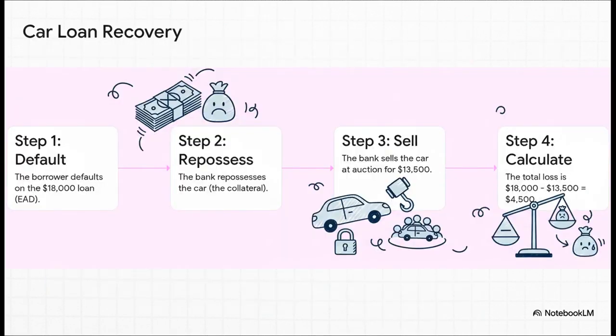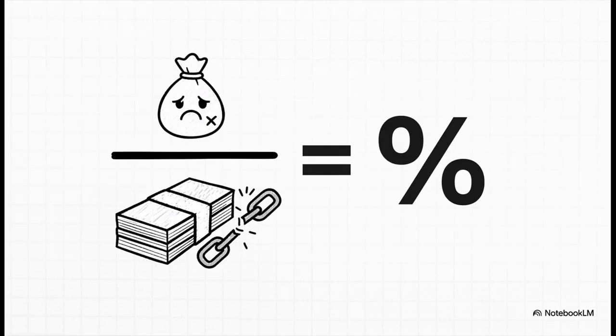Let's go back to our car loan. The bank can't get the $18,000 in cash anymore, but they can get the car. So they repossess it, they take it to an auction, and they manage to sell it for $13,500. So the actual final loss isn't $18,000 at all. It's $4,500. Now, to turn that dollar amount into the LGD percentage, it's a simple calculation.